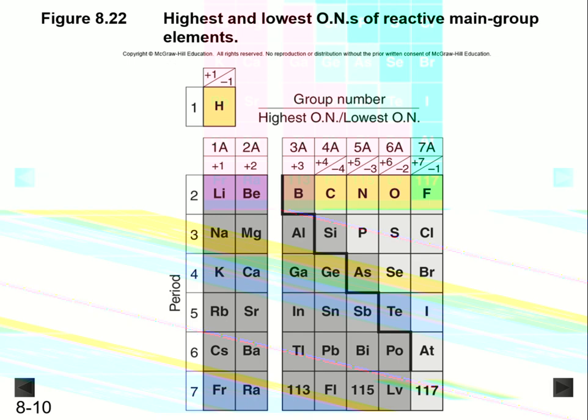Nitrogen has the most oxidation states of any element, and it can vary from +5 to -3. The carbon group can vary from +4, like carbon in carbon dioxide, to -4, like carbon in methane. And boron can be +3 in that group.